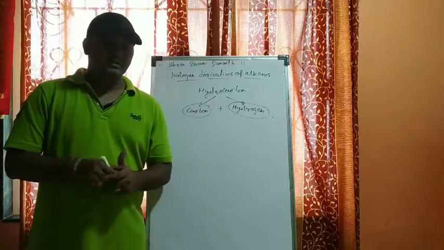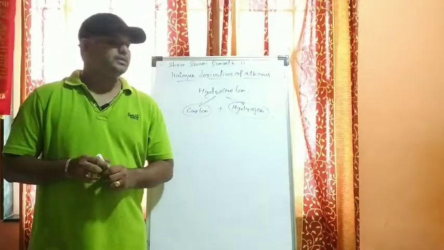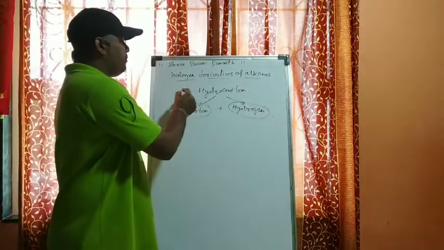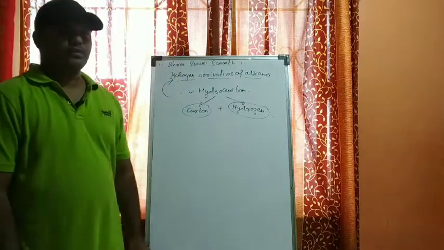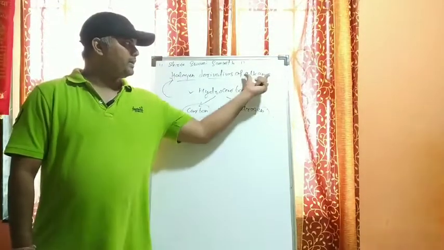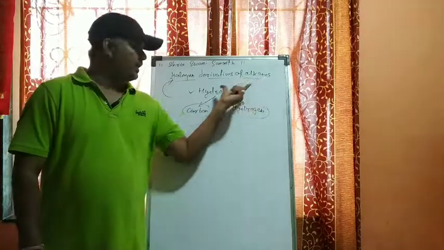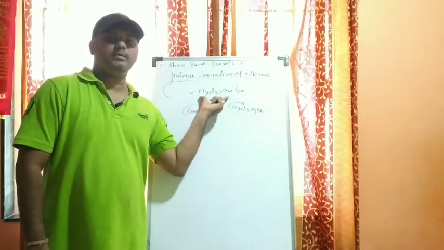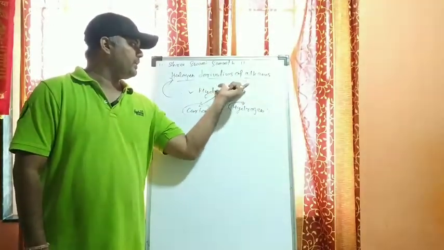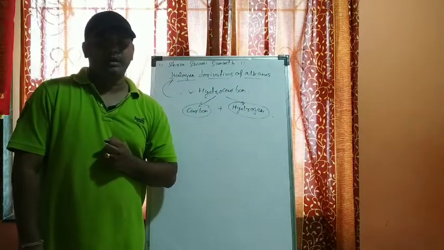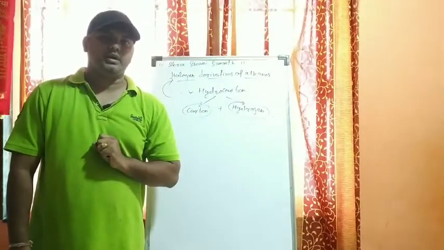Now why is this hydrocarbon required? Because hydrocarbon is the base for the halogen derivatives of alkanes. See the word itself, alkanes. Alkanes come under the category of hydrocarbons. That is why studying hydrocarbons is very important. So this is the base of this chapter.